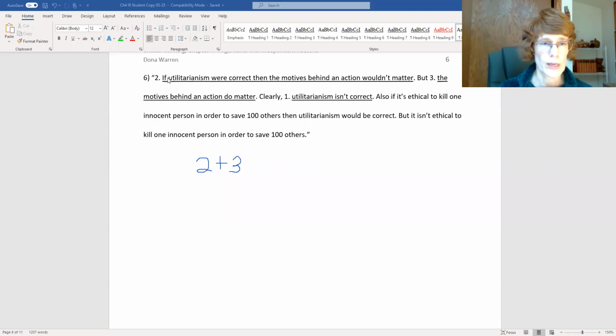Claims 2 and 3. Well, the motives behind an action mattering, right? What's left over? Well, the negation here from the back part, and utilitarianism were correct. We put those together, we get utilitarianism is not correct.